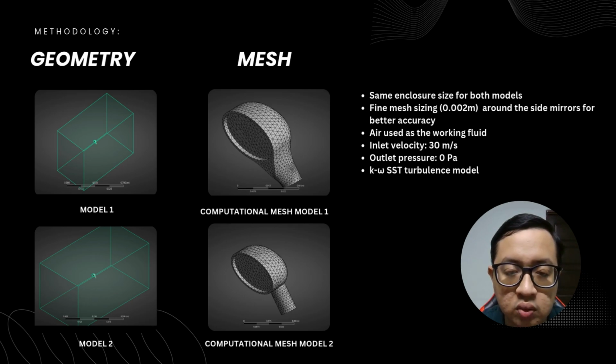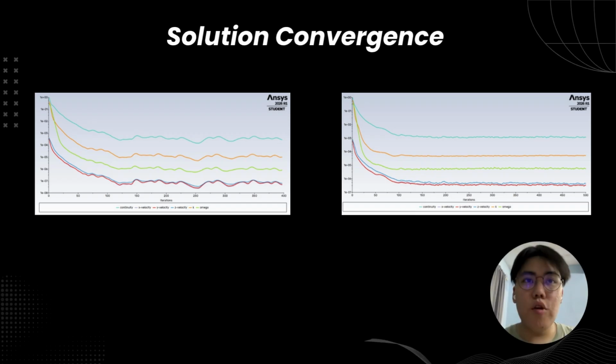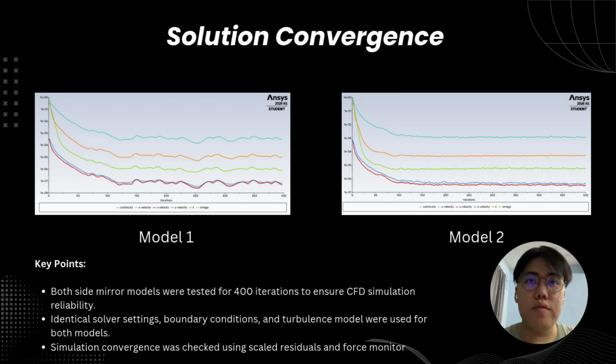Finally, for post-processing, we write the drag coefficient and we make the pressure contours, the velocity contours, and streamlines to see the airflow and the wake around each mirror. Both models were simulated using the same CFD settings and converged successfully after 400 iterations. The scaled residuals and force monitor stabilize, indicating that the simulation results are reliable for comparison.